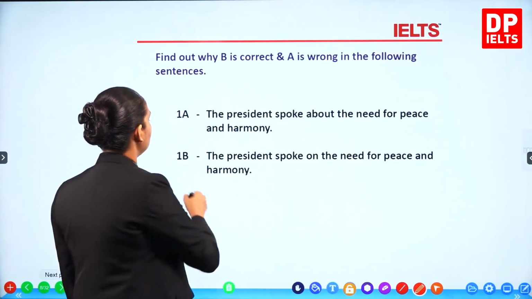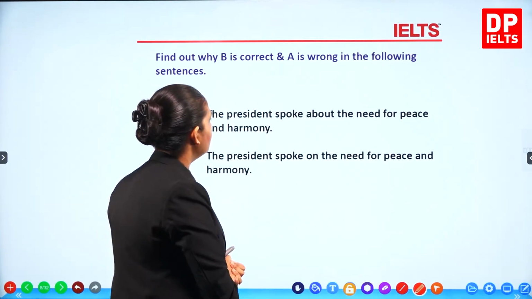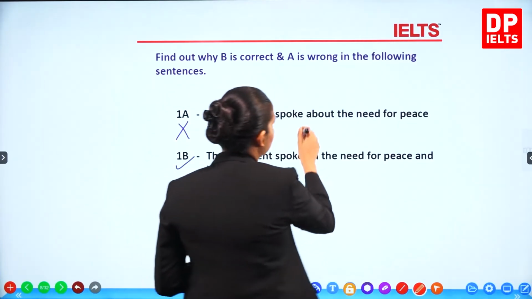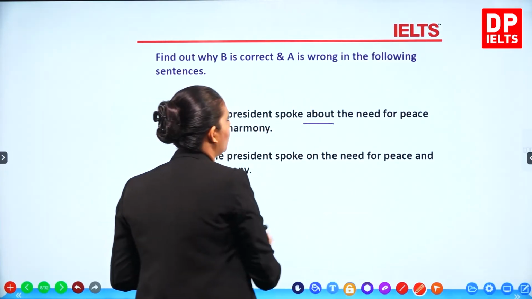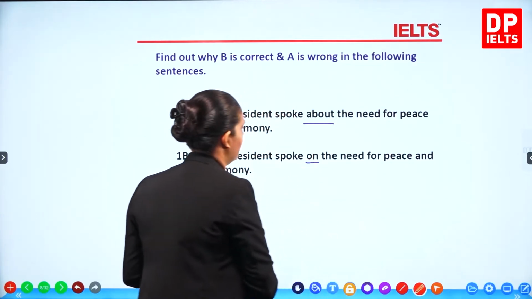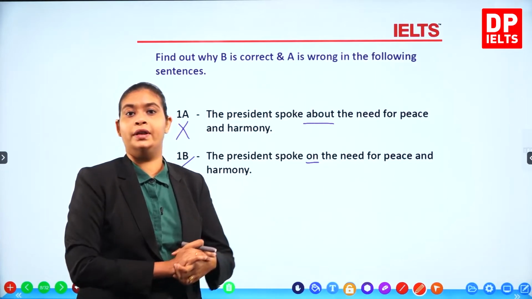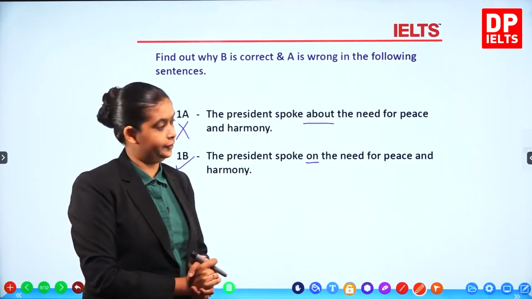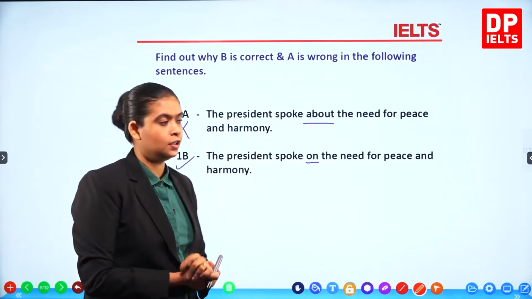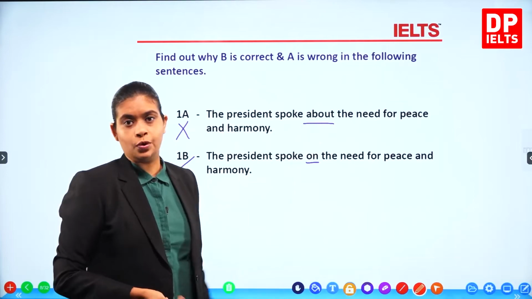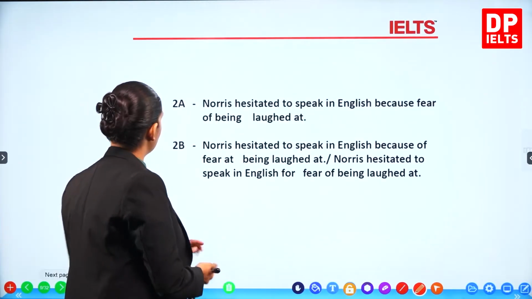Now, find out why B is correct and A is wrong. The President spoke about the need for peace and harmony. The President spoke on the need for peace and harmony. What is the difference? If it is informal, about; if it is formal, on. So the President definitely is a formal aspect. So you would use on, you don't use about. Right, so moving on to the next one.